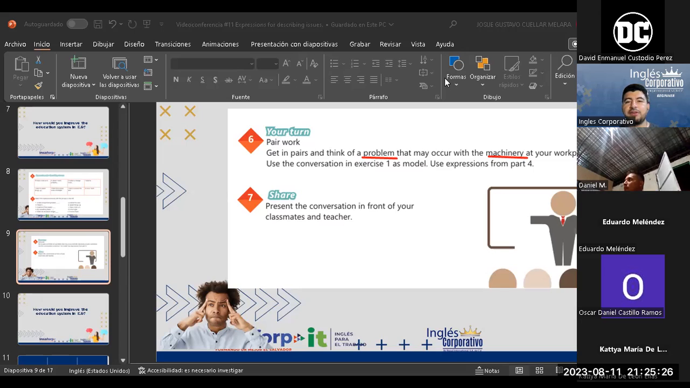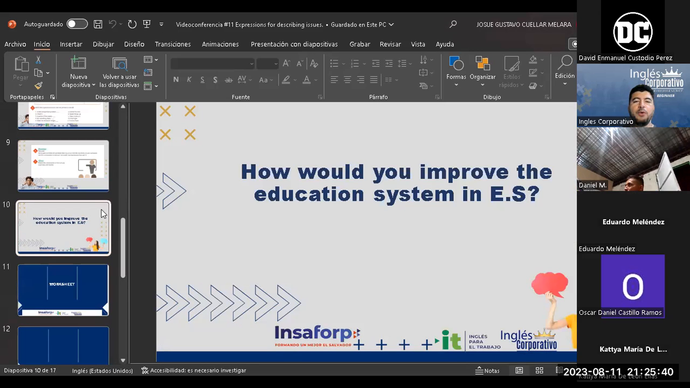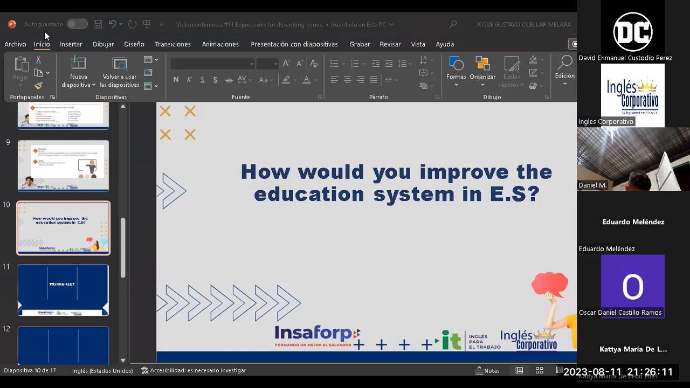And let's see, what do we have here? What else? Well, I guess it's time for: how would you improve the education system in El Salvador? Maritza and then Gustavo. Maybe you could mention one thing that you don't agree on, algo que no están de acuerdo. Something that you think, okay, teacher, I guess that is not good, that happens in school. So Maritza and then Gustavo, please tell me your opinion. I think improve facilities and update teachers.